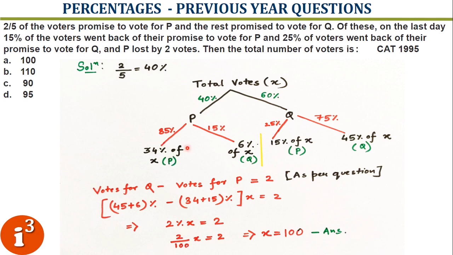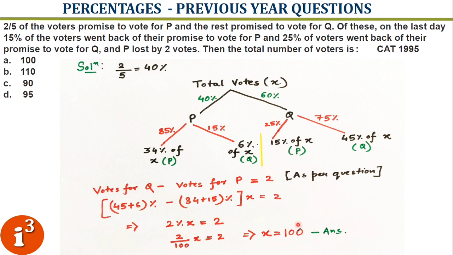Similarly, votes for P is 34% plus 15, 49%. So 51 minus 49 is 2% of X. 2% of X is given as 2. So if 2% is 2, it means X equals 100. 2% with 2 by 100 X is 2. So there will be 100 votes.